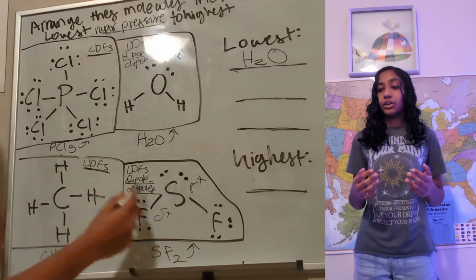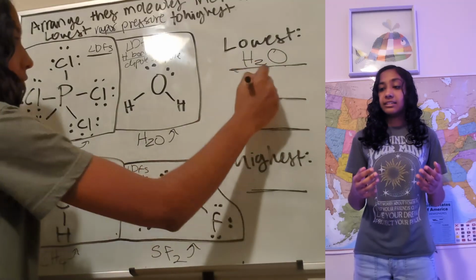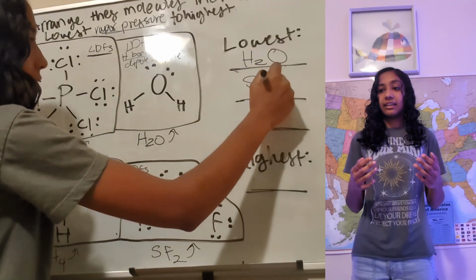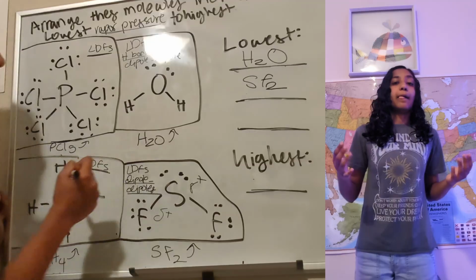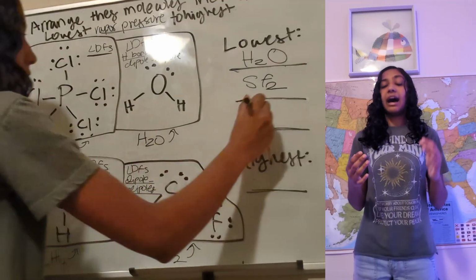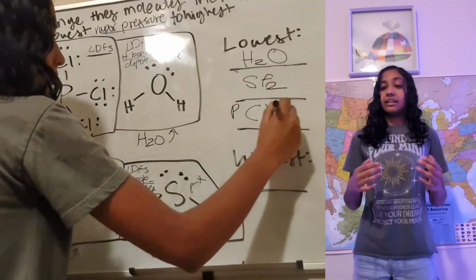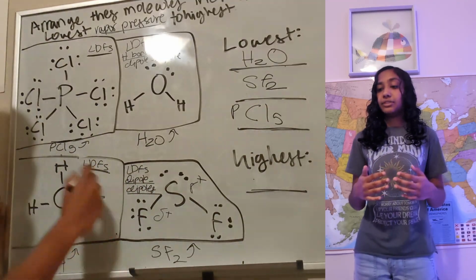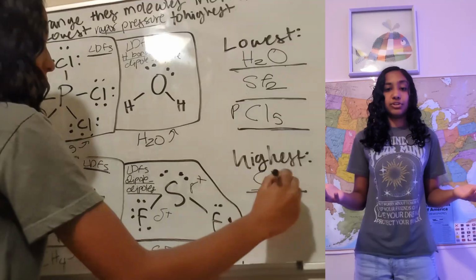SF2 has the second strongest IMFs, so it has the second lowest vapor pressure. PCl5 has the third strongest IMFs, so it has the second highest vapor pressure. And CH4 has the weakest IMFs, so it has the highest vapor pressure.